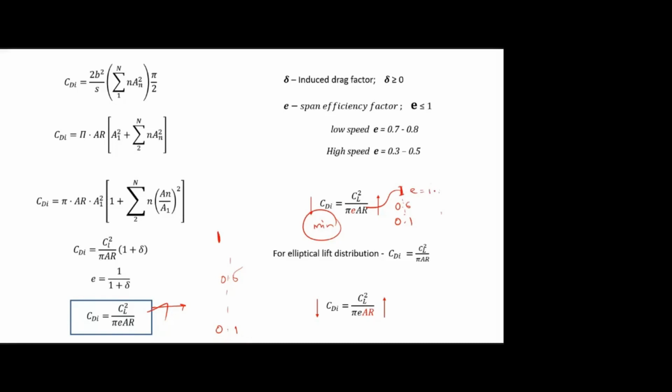So when E is equal to 1, then the corresponding CDI is the minimum induced drag coefficient. Now if you compare elliptical load distribution, what we got is the CDI is equal to CL square divided by pi AR. If you compare these two, it is like E is equal to 1. Okay, that's why we are telling elliptical load distribution gives minimum induced drag. Is that clear? Have I confused you?